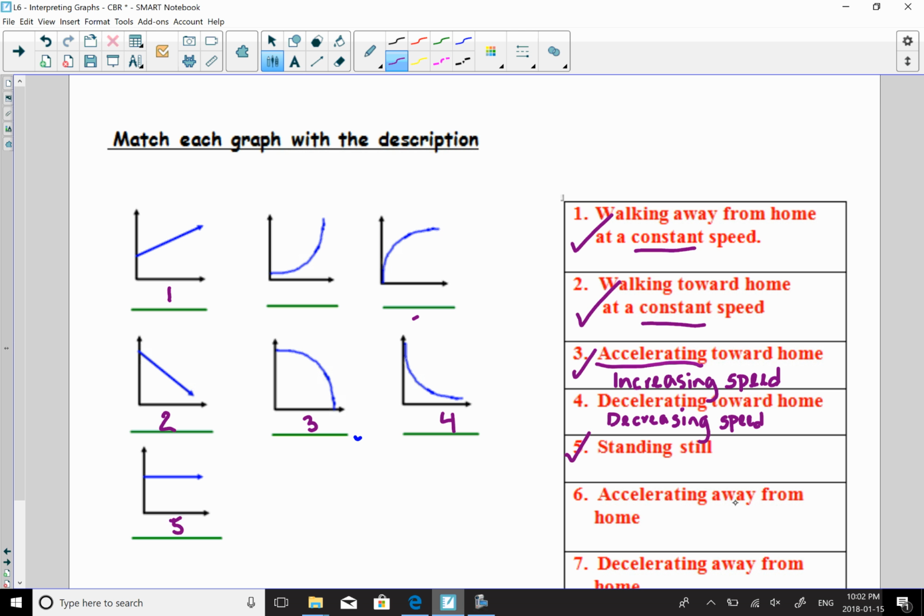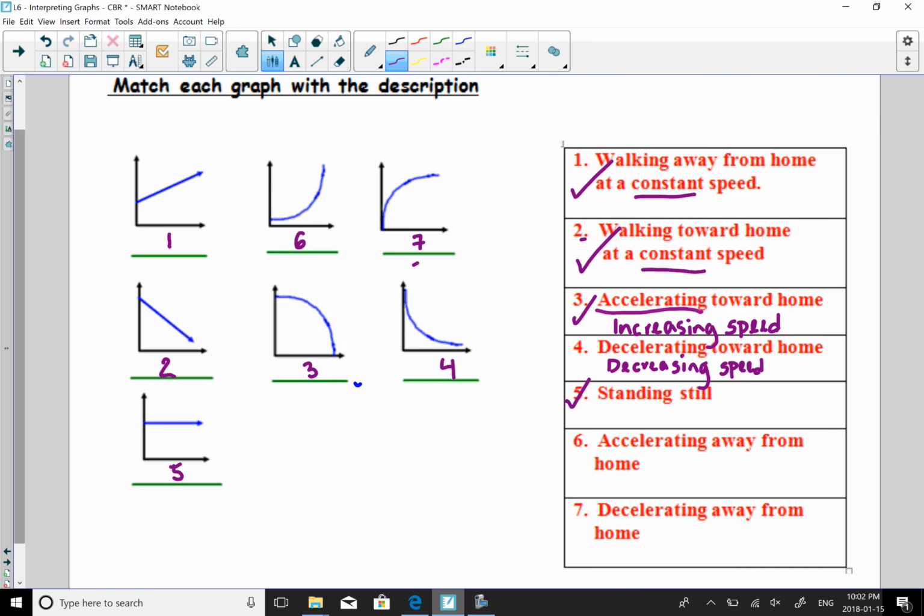And then accelerating away from home. So I'm looking for more steep. More steep is going to mean more of a curve. And decelerating is going to flatten out. So that's the last one. Okay. We do one more example.